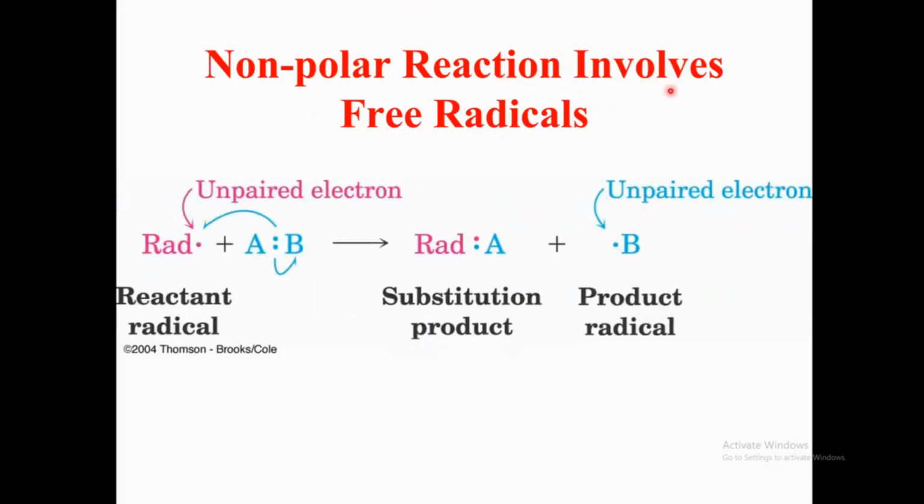This is a non-polar reaction, which involves free radicals. So a radical is formed, and the radical reacts with the A-B compound. The one electron from the radical reacts with the one electron of the reactant, and one electron goes to B. So the substitution product is this, and the radical product is this unpaired electron.